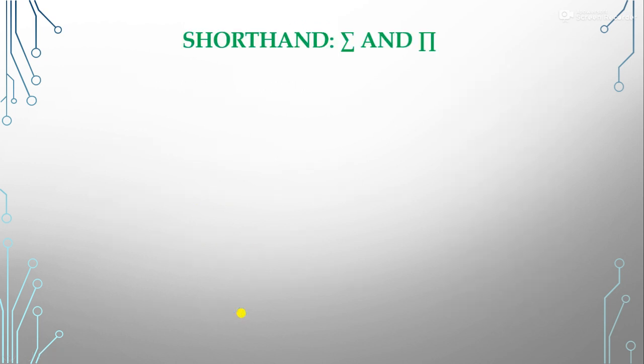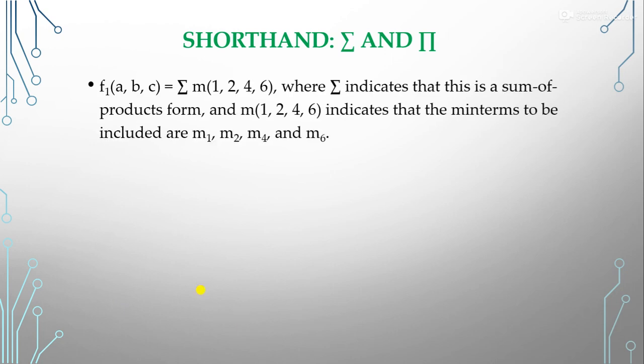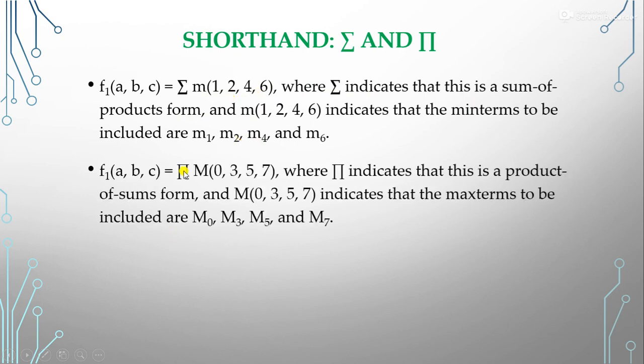Now shorthand summation and product notation. If we have the variables a, b, c, we denote the function by summation of small m 1, 2, 4, 6. The min terms are m1, m2, m4, m6, where the summation indicates a sum of products form, and small m indicates the min terms. The product sign denotes the product of capital M0, 3, 5, 7, the max terms M0, M3, M5 and M7.